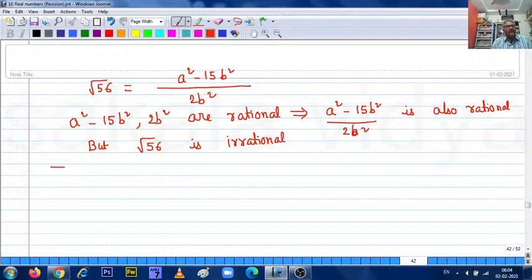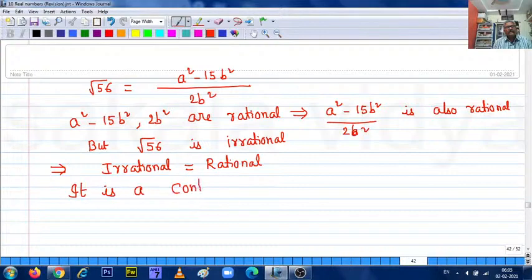So that implies we have like this: irrational is equal to rational. Never, irrational cannot be equal to the rational. So it is a contradiction. It is wrong. Contradiction means it cannot be possible. That means it's a contradiction.